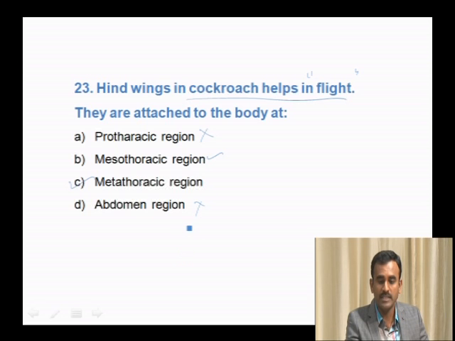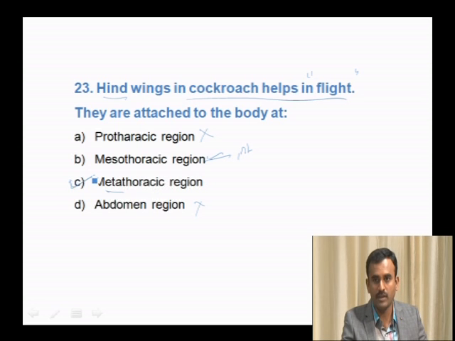The second pair of wings which help in active flight are hind wings attached at the metathoracic region. Prothoracic, mesothoracic and metathoracic are the three regions of the thorax, which contain three pairs of legs at the ventral side, but the wings are present at the dorsal side. The first pair of wings is at the mesothoracic region and the second pair, the hind wings, is at the metathoracic region. Answer for this is option C, metathoracic region.